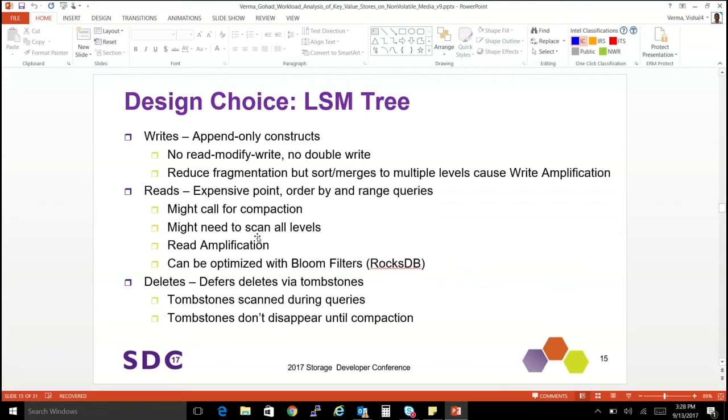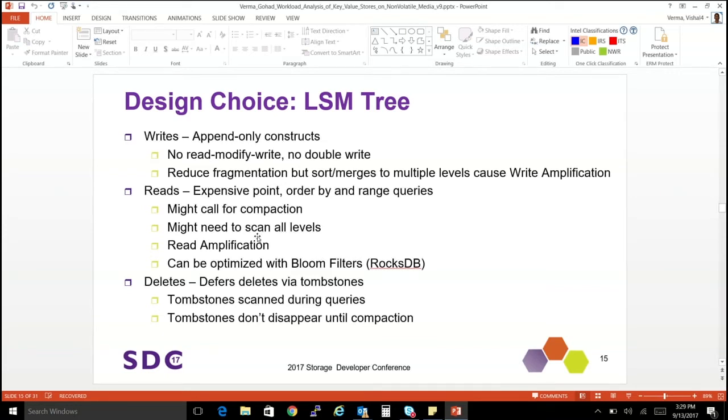So for reads, there's a compaction happening, and then it has to scan all the levels. What happens is, for reads there is a point query and then there's a range query. In case of a range query, you have to basically walk through all the levels to get a key, and that involves a lot of read operations, which translate to read amplification happening in the LSM tree.